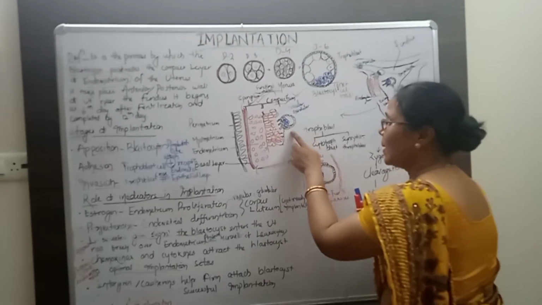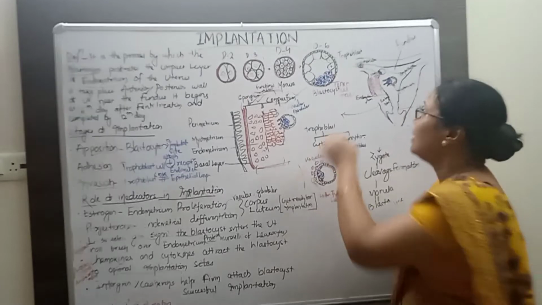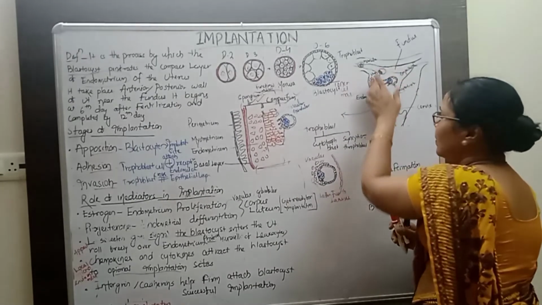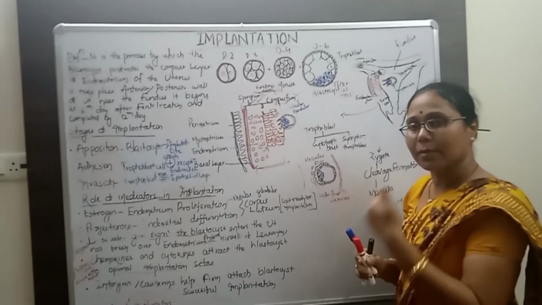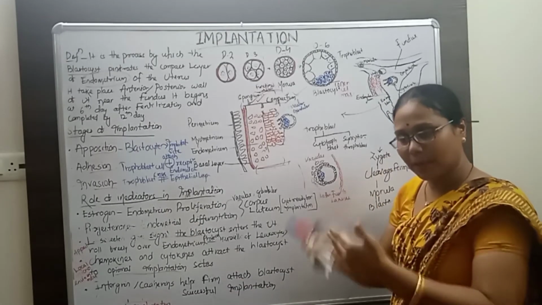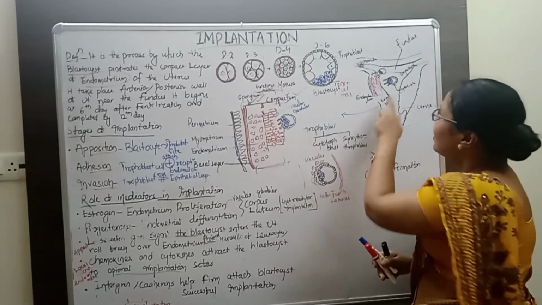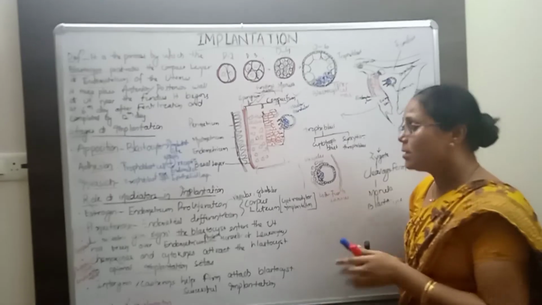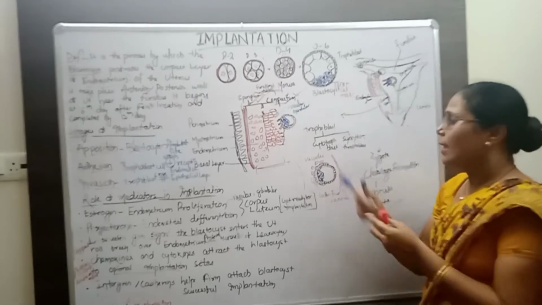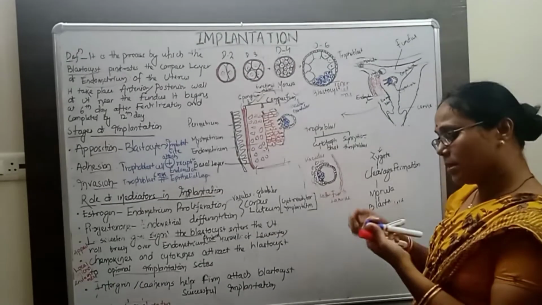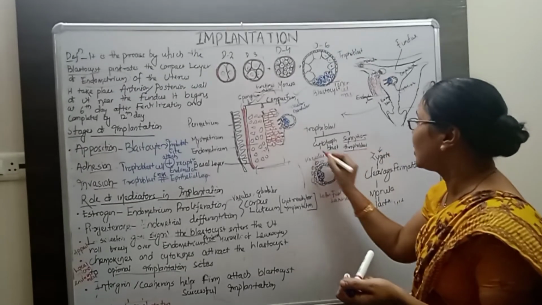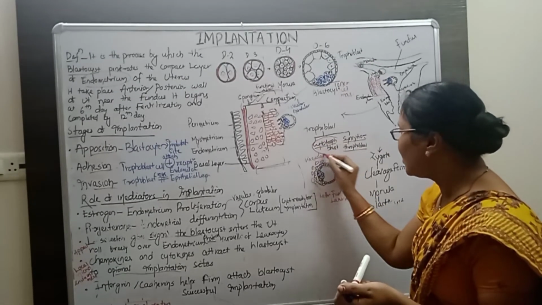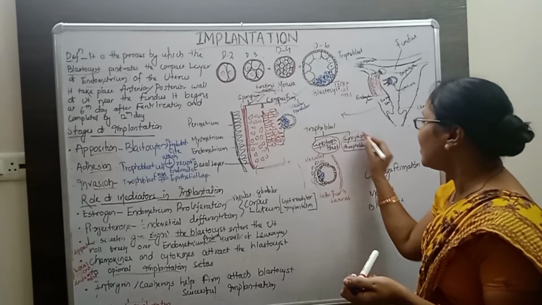So here what happens? Prior to implantation, the trophoblast layer that is present in the outer wall of the blastocyst develops into two layers. One is the single nucleated structure, that is called the cytotrophoblast, and the other is the multinucleated structure, that is called the syncytiotrophoblast. Okay, so the single nuclear structure is the cytotrophoblast and the other is the syncytiotrophoblast.